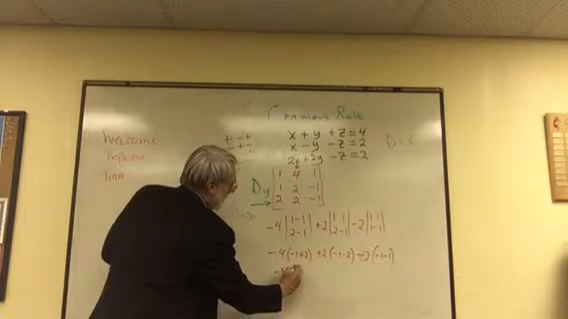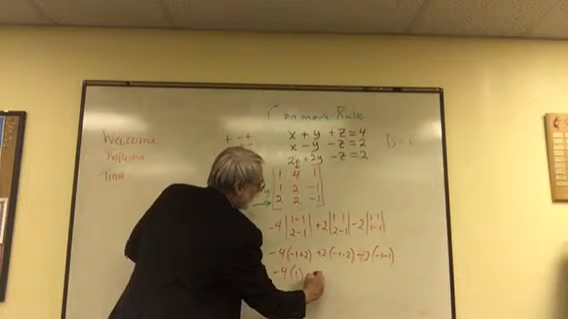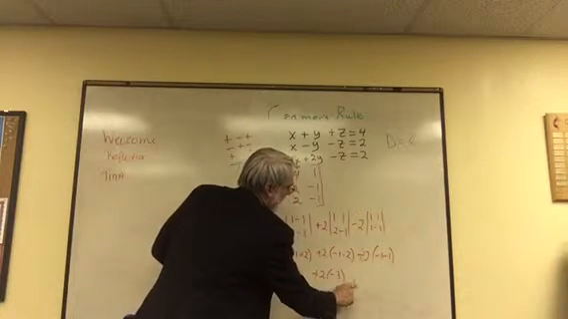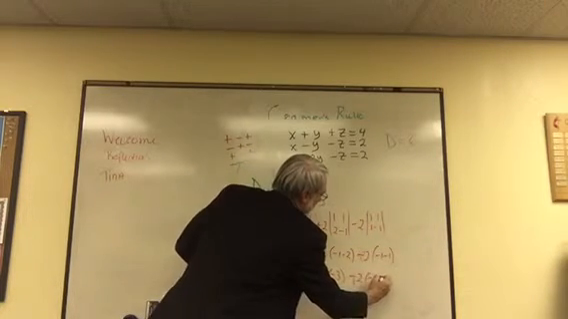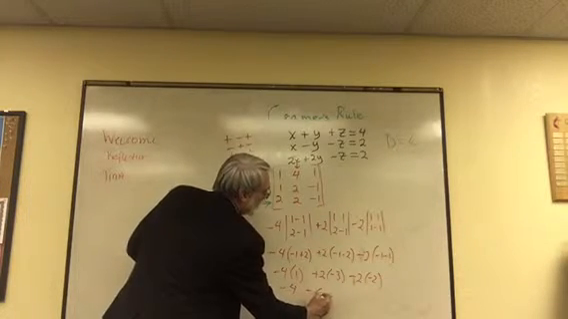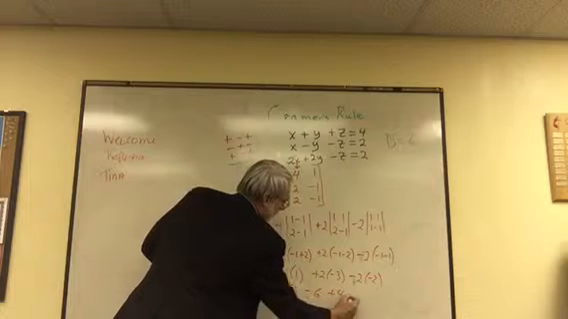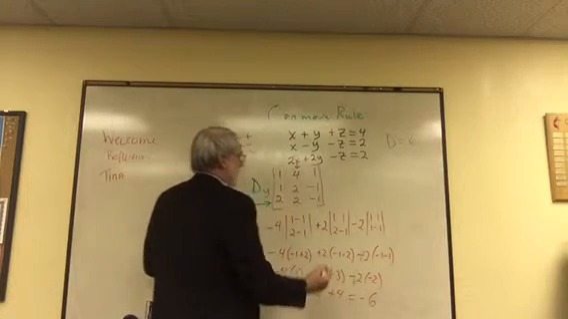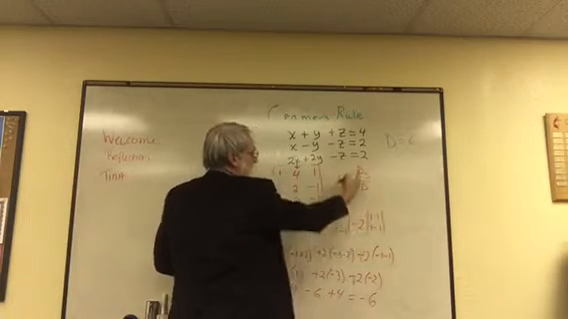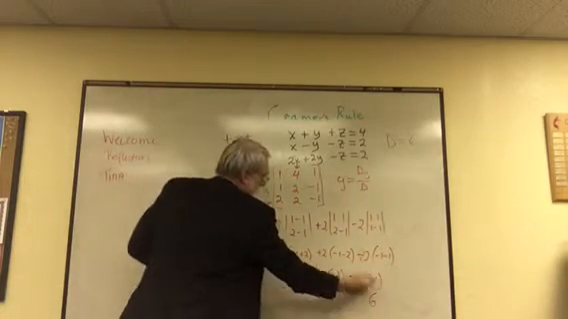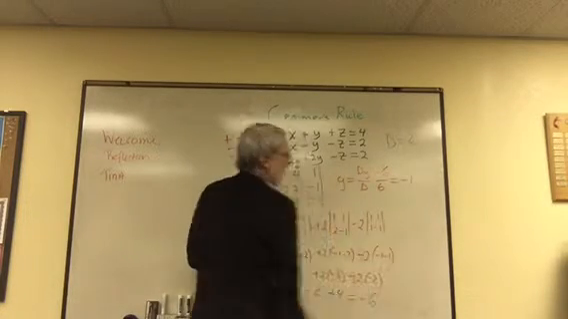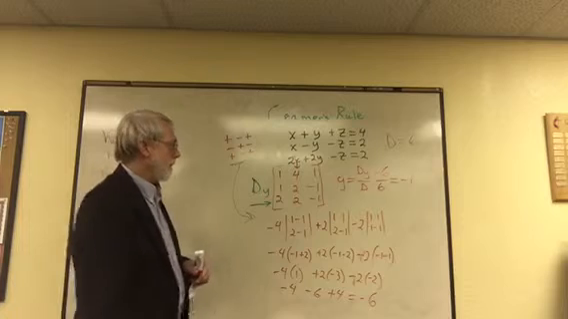So negative 4 times 1 plus 2 times negative 3 minus 2 times negative 2 gives us negative 4 minus 6 plus 4. So that is a negative 6. And y is d sub y, which we found, over d, which was 6. We get a value of negative 1 for y.